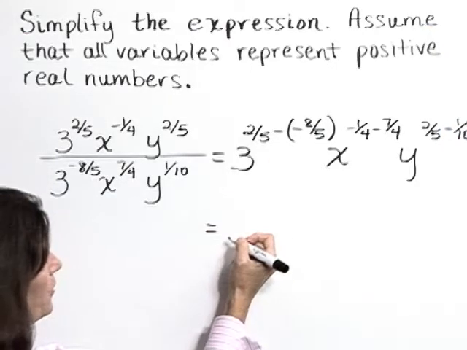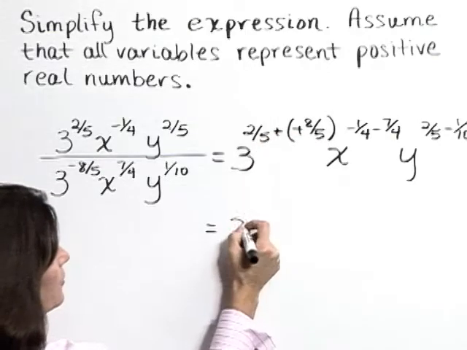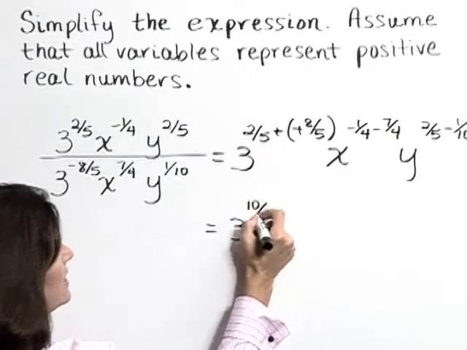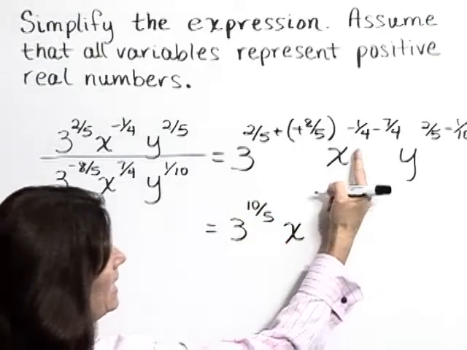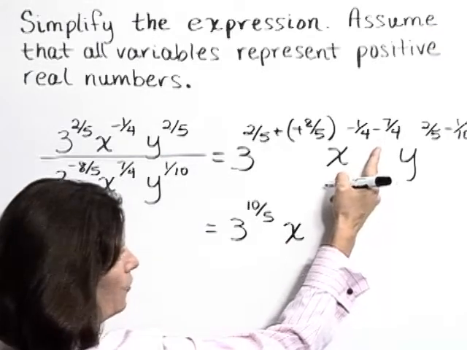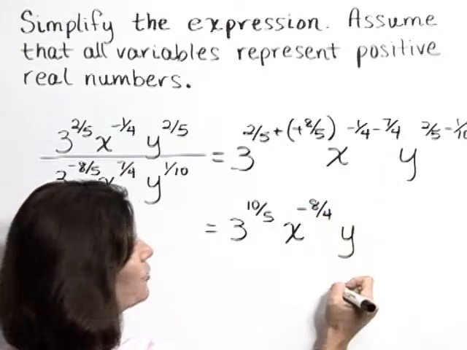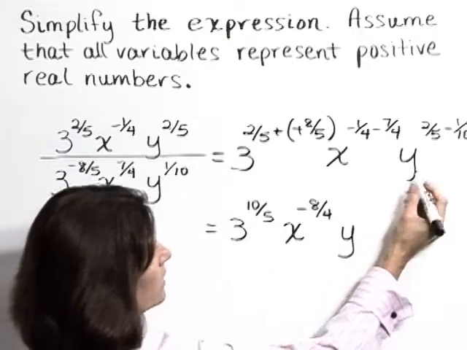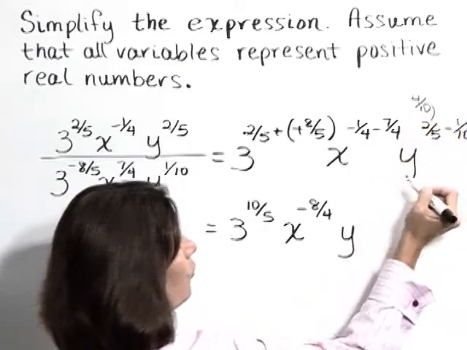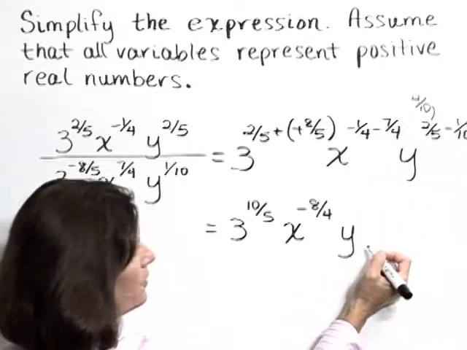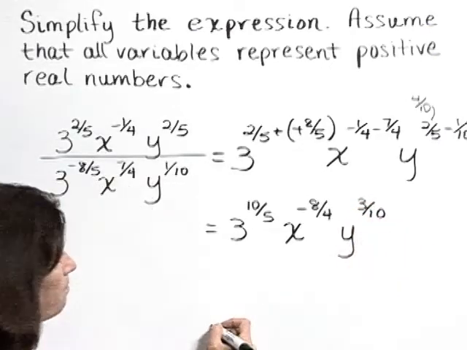Now let's simplify those exponents. Here, minus a negative is plus, so that becomes 3 to the 10/5 times x raised to the negative 1/4 minus 7/4, which is a negative 8/4, times y raised to the, well, 2/5 is a 4/10, and 4/10 minus 1/10 is 3/10.